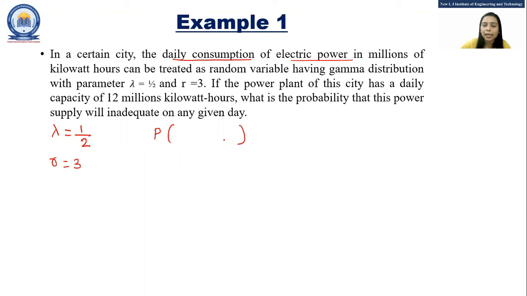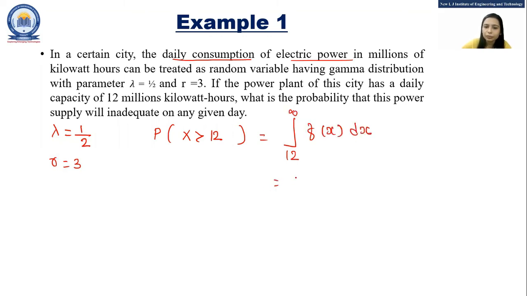So the power supply is inadequate on any given day when x is greater than 12. That means your daily consumption is greater than 12 because the capacity is 12 million kilowatt hours. So if your daily consumption is greater than 12 million kilowatt hours, then only the power supply will be inadequate. So the probability that power supply will be inadequate is P of x greater than 12, and that is the integral from 12 to infinity of f of x dx.